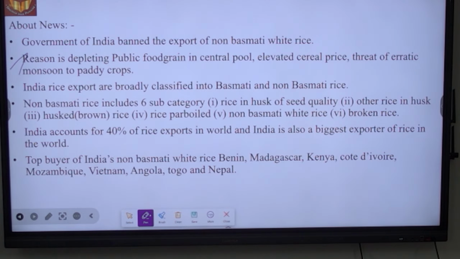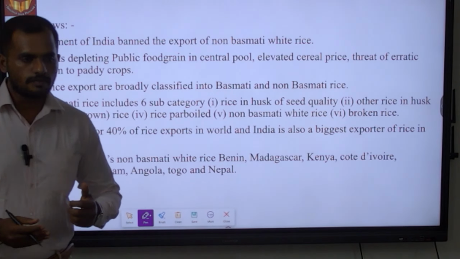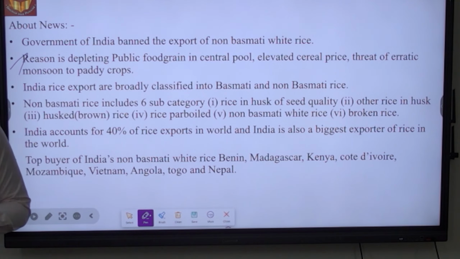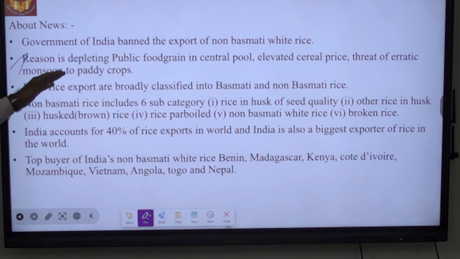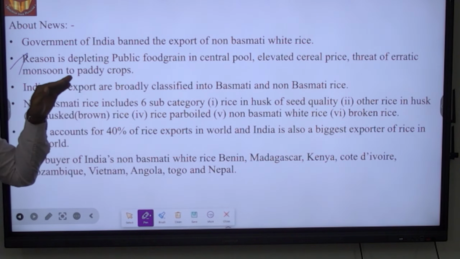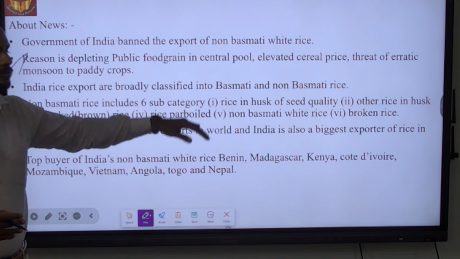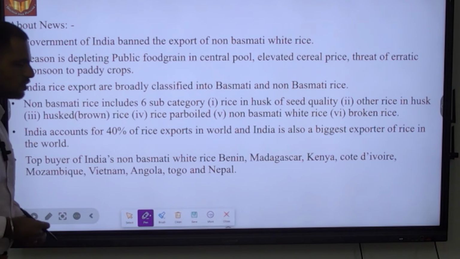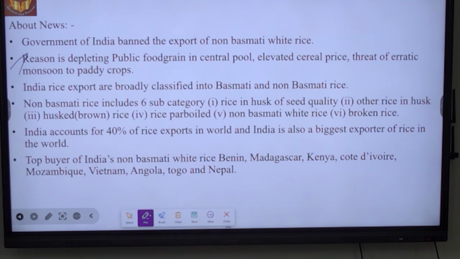The reason for the ban is, as we all know, after the pandemic and after stopping the welfare policy of the government, that is, providing free ration through the PDS system for the people affected in the pandemic, there was a sudden decline in the central godown of FCI. Also, as we all know, the current inflation rate in respect to cereal is high.